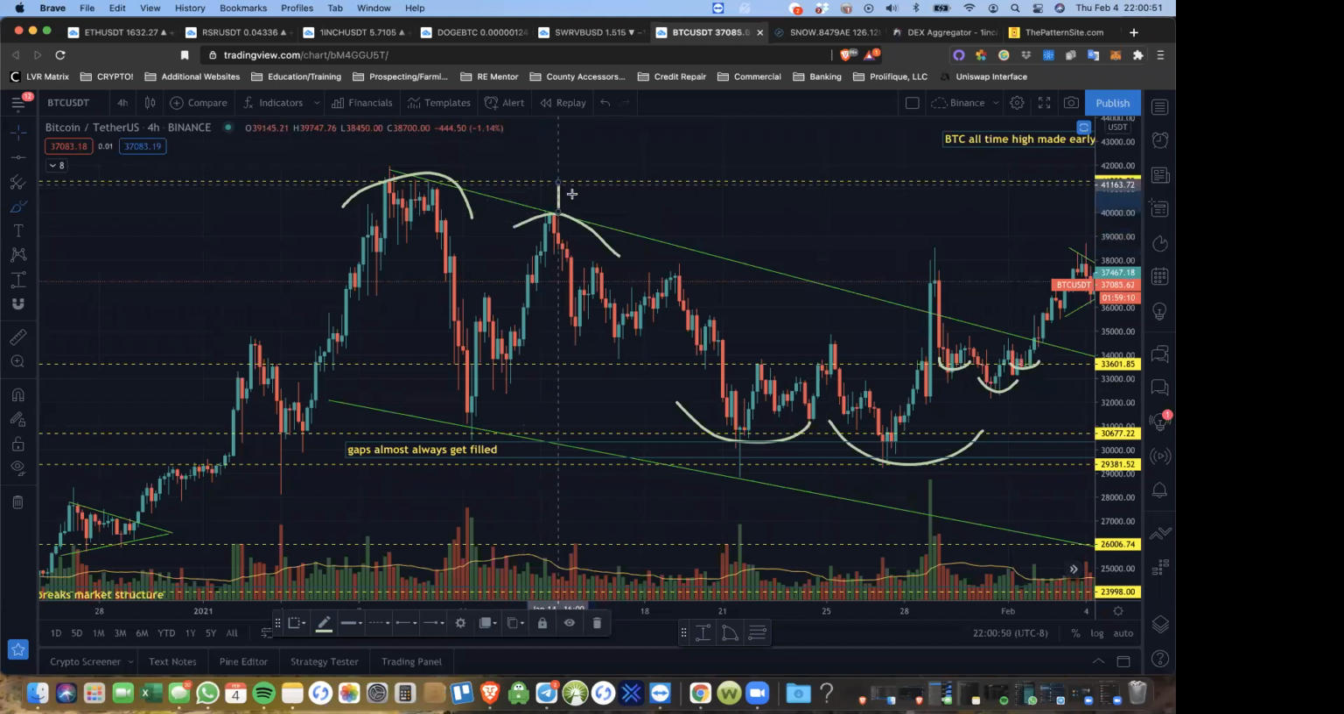Here, what's the difference? So what's the difference between this top and this top? 3%.